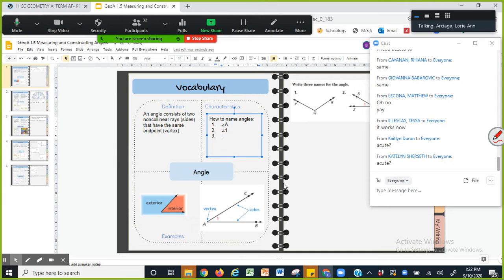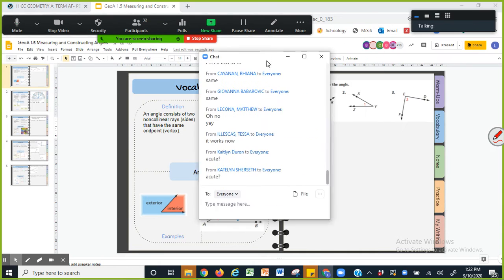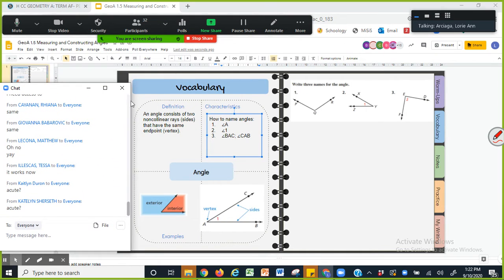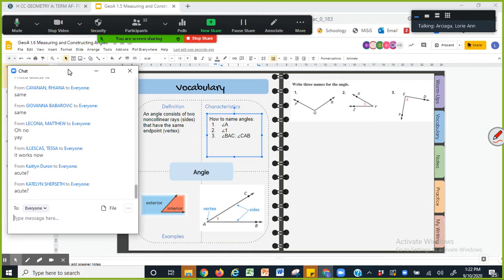And last but not least, we can also name it using 3 letters, one on each side and then the vertex in the middle. For example, BAC, which is the same thing as CAB. So the vertex cannot commute. The vertex is fixed. And the 2 letters, C and B, can commute. All right, so using those as an example, go ahead and name each of these in 3 different ways. Either type in the chat or unmute yourself.